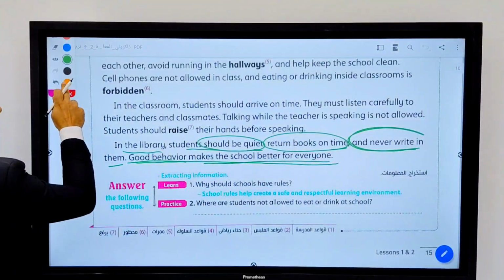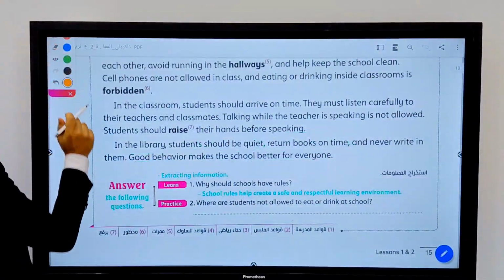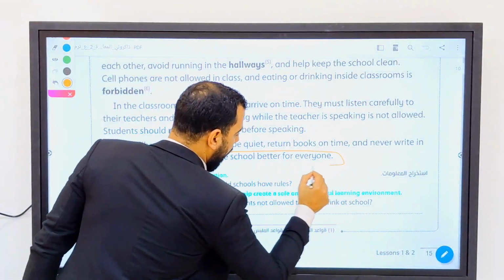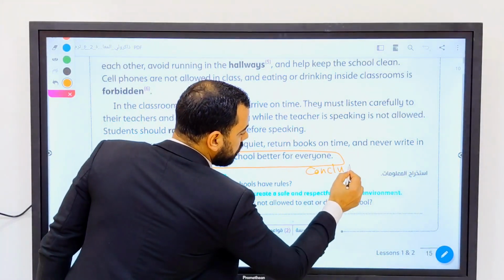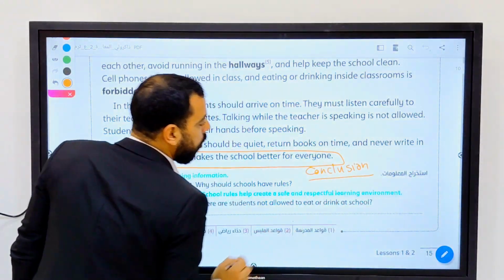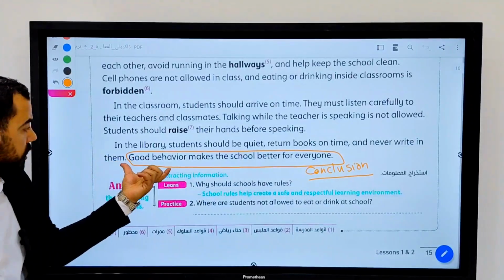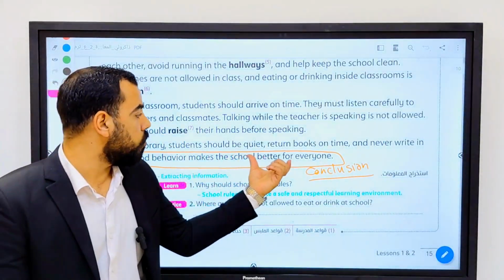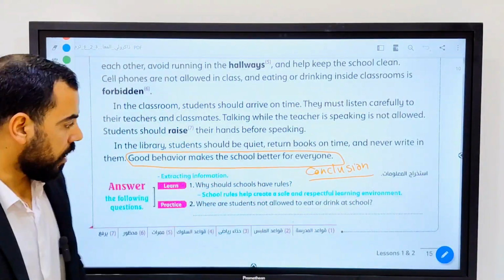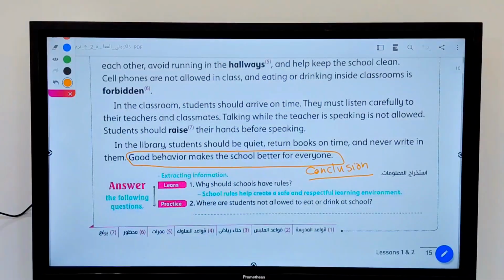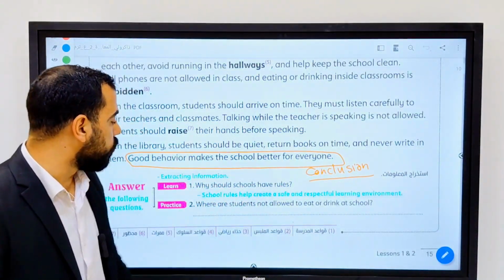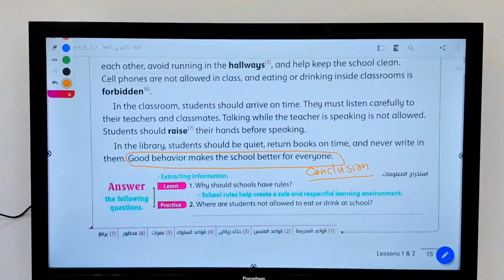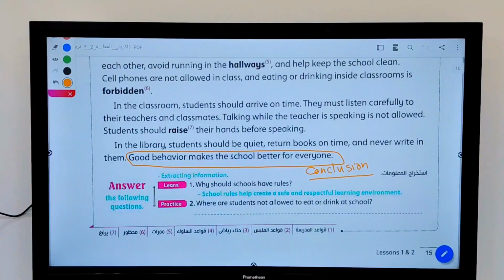So this part is called a conclusion. This is called a conclusion. So good behavior makes the school better for everyone. Okay? Extracting information. Why should schools have rules? School rules help create a safe and respectful learning environment.